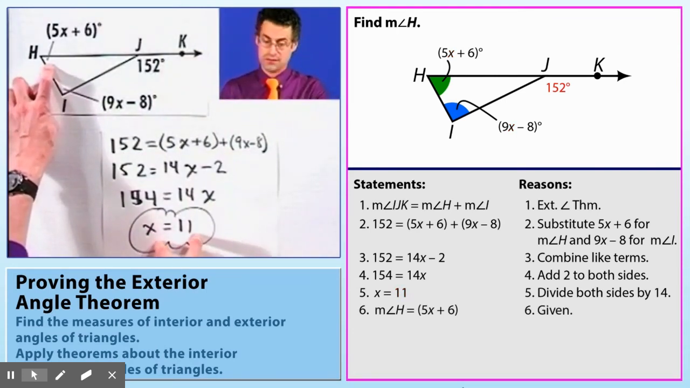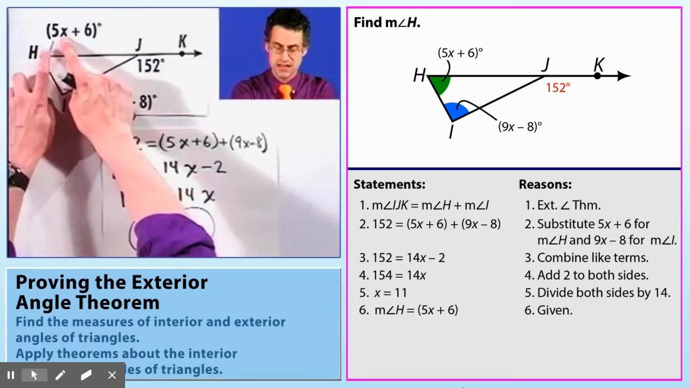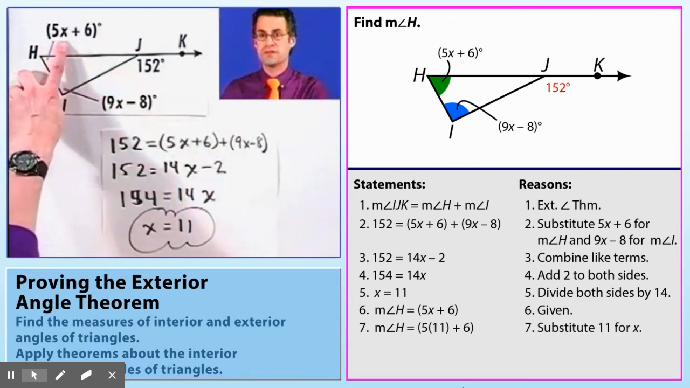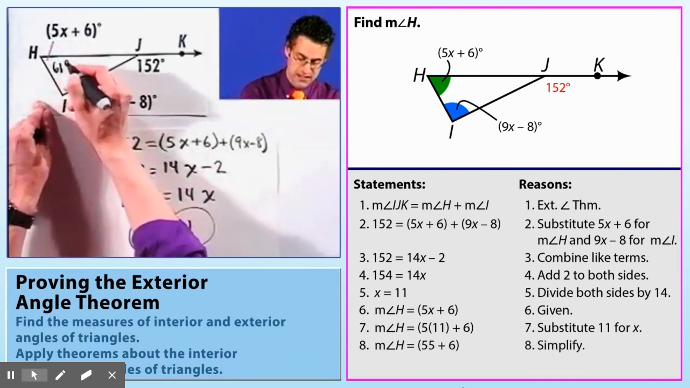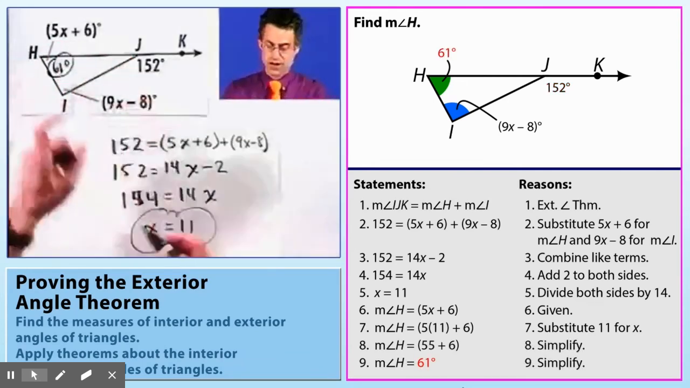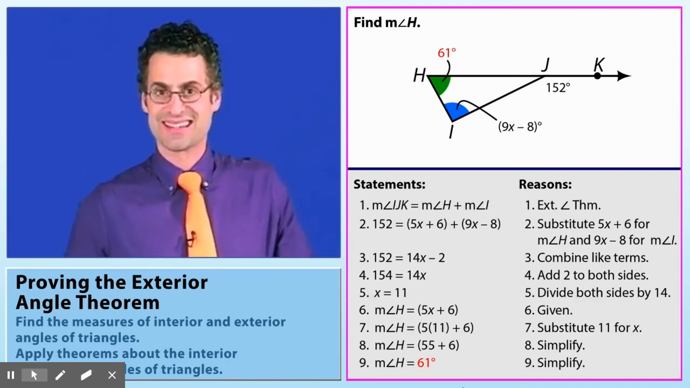To find the angle of H, we've got to plug 11 in for x. 5 times 11 is 55, plus 6 is 61. Now it's time for celebration. We found the measure of angle H. Excellent job.